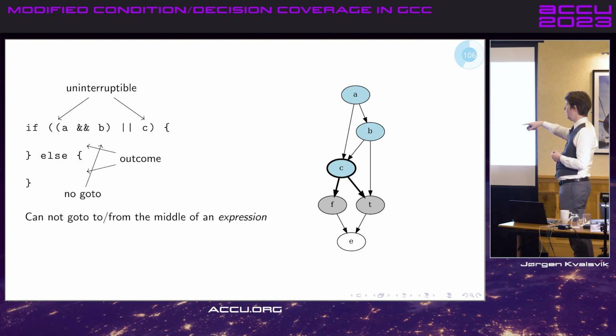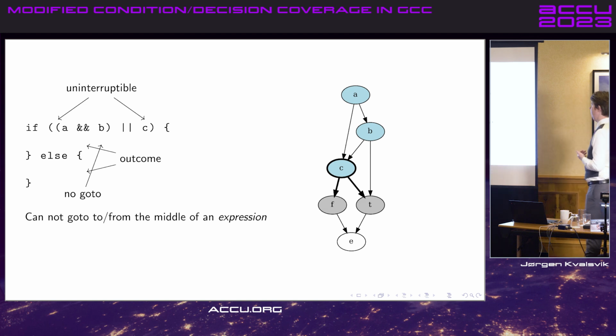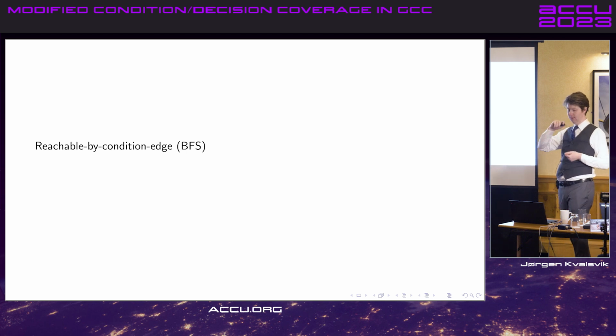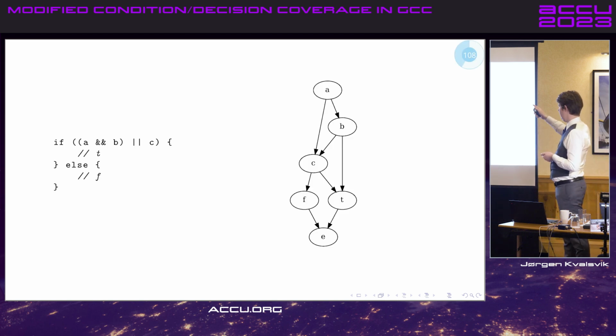Okay, so you can't go to or from the middle of this Boolean expression, right? You have one way in and you have one way out. It's really what it says. But that's good because those constraints we can work with. So the first step is, it's really a BFS, right? It's a breadth first search. Reachable by condition edge is what we're doing. So let's do that now.